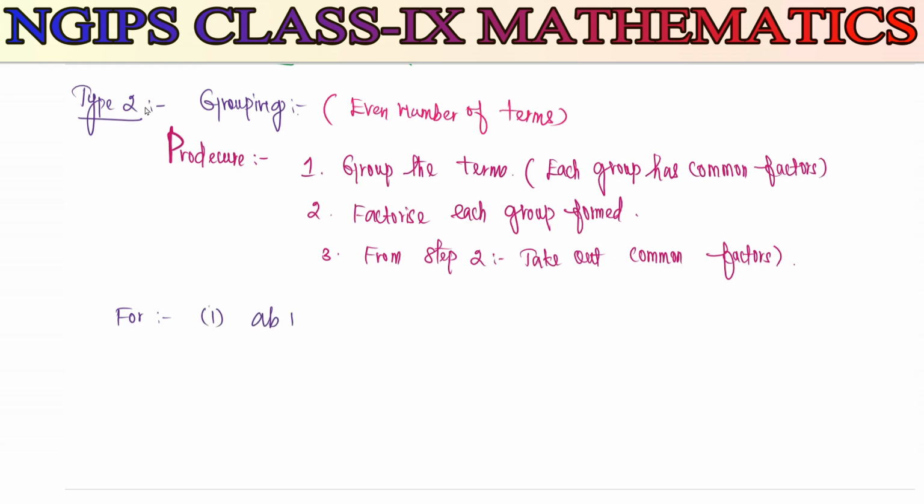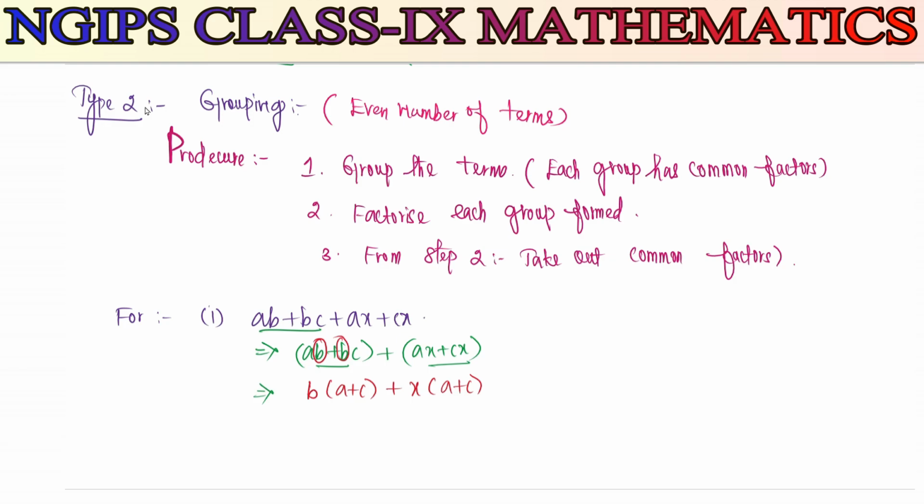The first one, AB plus BC plus AX plus CX. Okay, now the first step, we need to form the groups. First I am going to take these two terms as the first group, AB plus BC, because in both the terms we have B common, and here AX plus CX, here we have X common. Now the second step, we need to take out the common factor from each group. From the first group we have B common in both the terms, so I can take B common, the leftover is A plus C. In the second group, X is common, when you take X common, the leftover is A plus C, the quotient we have to write in the bracket.